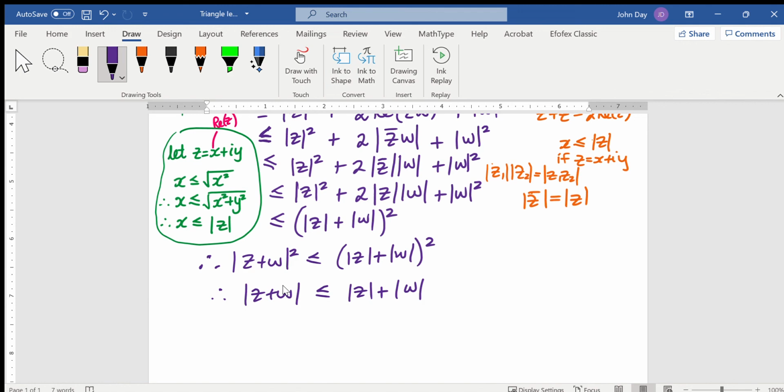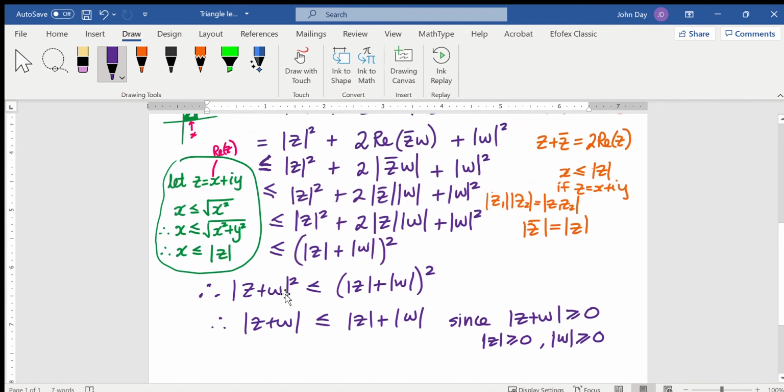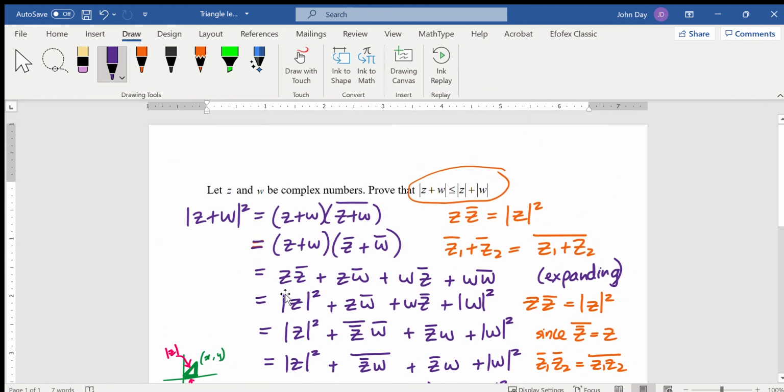Now, why can we do that? Well, the size of this complex number has got to be bigger than or equal to 0. That's always the case, right? The size, the mod, is always bigger than or equal to 0. The size of z is bigger than or equal to 0, and the size of w is bigger than or equal to 0. Therefore, we can square root like that because we've got ourselves positive numbers there that we're working with. All right, so there's a complex proof of the triangle inequality.